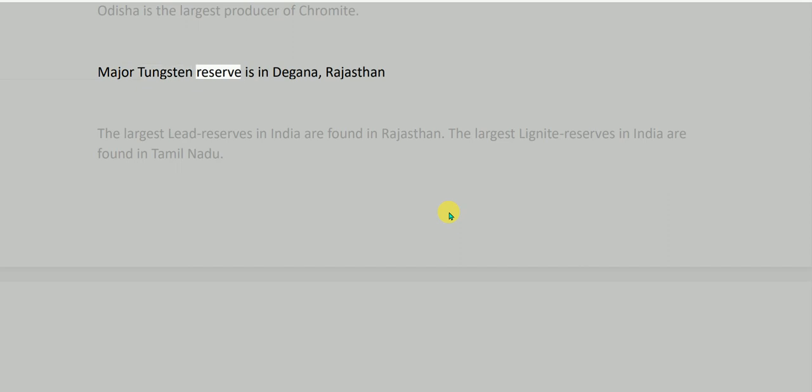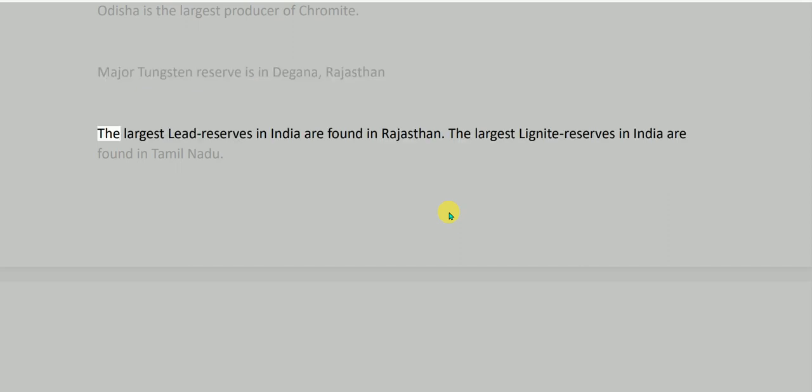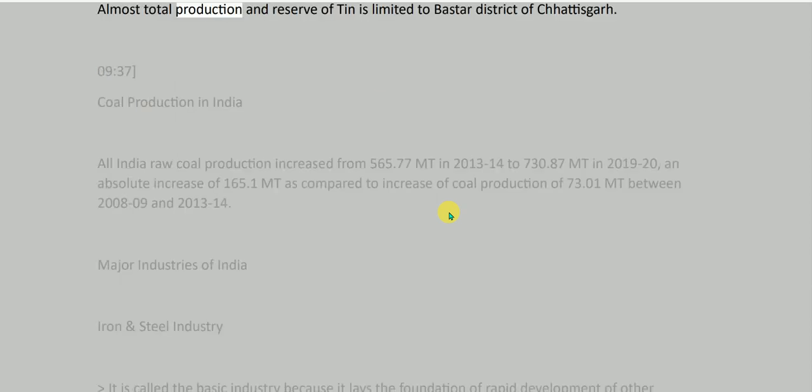The major tungsten reserve is in Degana, Rajasthan. The largest lead reserves in India are found in Rajasthan. The largest lignite reserves in India are found in Tamil Nadu. Almost total production and reserve of tin is limited to Bastar district of Chhattisgarh. 937. Coal production in India.